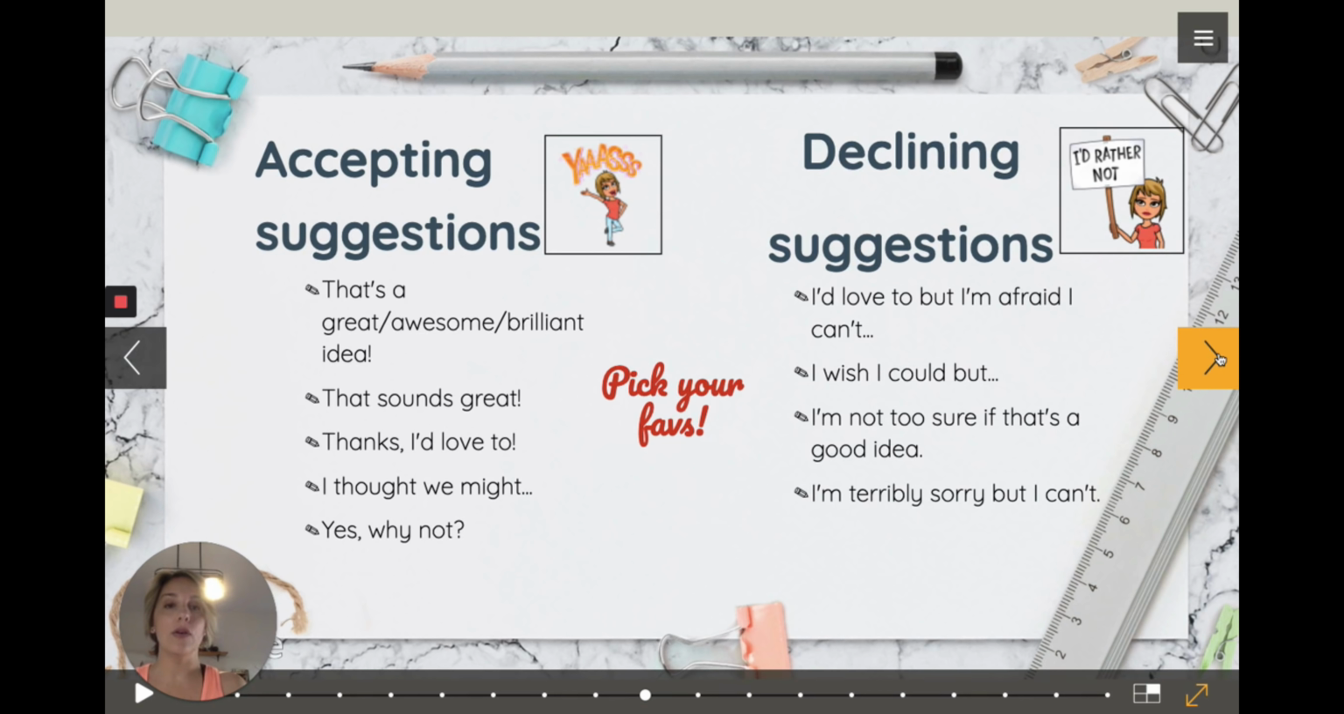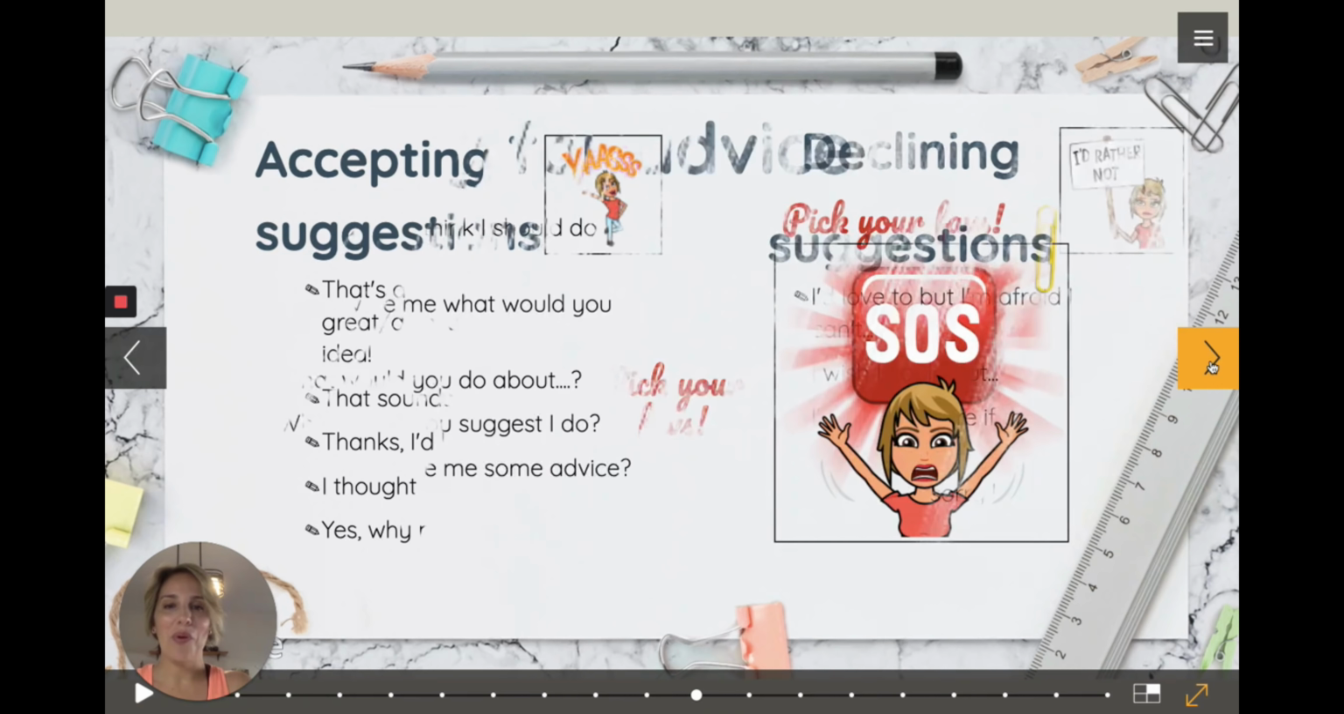And how to say no, you can say, well, I'd love to, but I'm afraid I can't, or I wish I could, but I'm not too sure if that's a good idea. I'm terribly sorry, but I can't, okay? So instead of saying no, thank you, you have a nice variety. Now let's see more functions, okay?